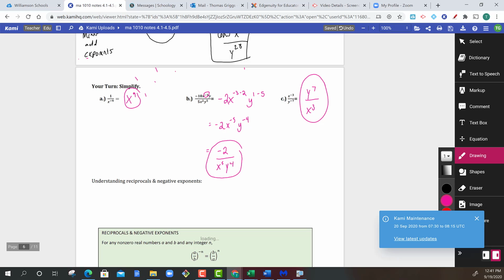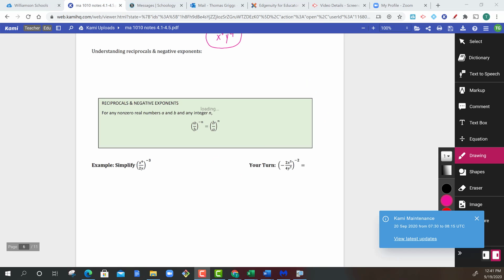All right, last thing we're going to talk about is reciprocals and negative exponents. And again, we kind of discussed this in the one division example we did together. If you've got a fraction that's being raised to a negative exponent, the first thing you can do, if you so choose, is you can flip that fraction and make the exponent positive, which sometimes may be a good strategy to use. So that's exactly what I'm going to do on this first example.